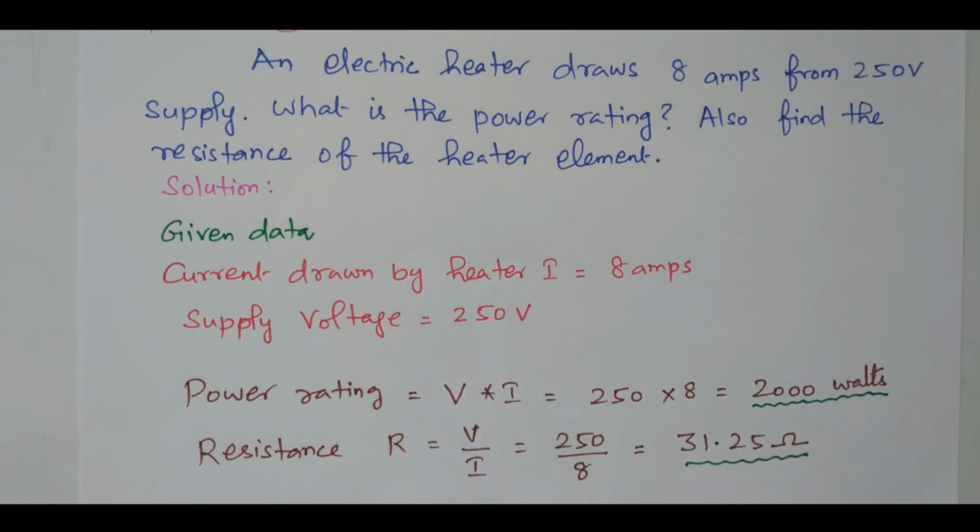V into I. What is the resistance R? R equal to V by I. Based on Ohm's law, V equal to IR, so R equal to V by I. V is 250, I is 8, so 250 by 8, 31.25 ohm. The resistance of the heater element is 31.25 ohm. Right? So we calculated the power rating as well as the resistance of the heater element. Now we'll go to the next problem.